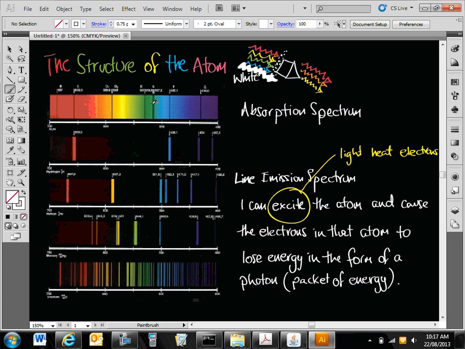Why are these lines showing up then? If this gas is going to absorb the white light and then re-emit it, why don't we just see a continuous spectrum? Exactly, yeah. A scattering effect occurs. It doesn't necessarily re-emit in the same direction.